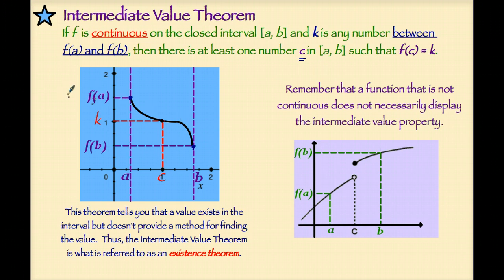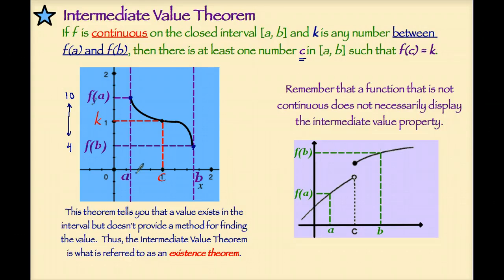For example, if f of a was 10, and let's say f of b was 4, if the function is continuous, doesn't it stand to reason that every number between 4 and 10 is going to be represented in this function? It might be represented more than once if this function had more curvature than the one I've displayed here, but the intermediate value theorem says every value must occur at least once.